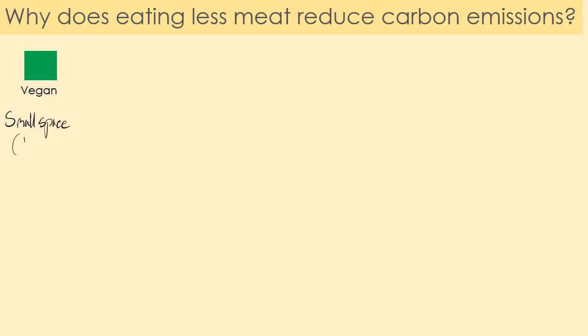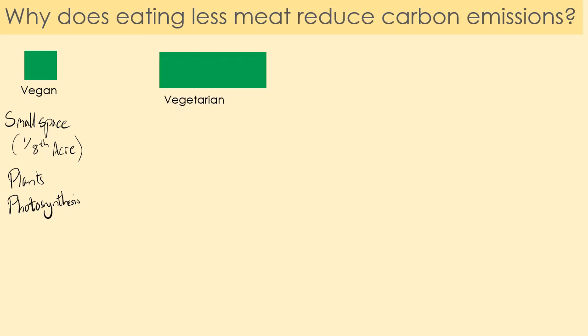If we actually were to look at it, it is about 1/8 of an acre. Very, very small space. And it is filled with plants that photosynthesize, so they are removing carbon dioxide from the atmosphere. We now look at how much a vegetarian would need. So a vegetarian, someone who just doesn't eat meat but will still consume animal products such as eggs or milk or butter, they need 3 times the land.